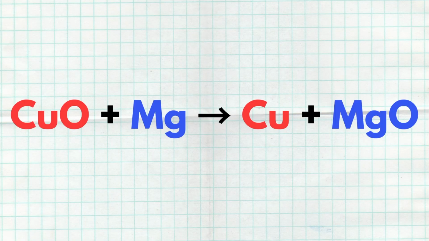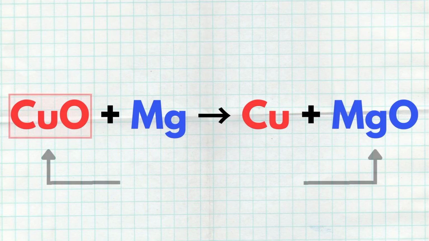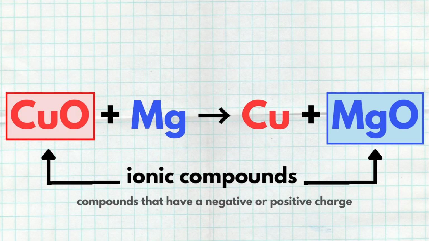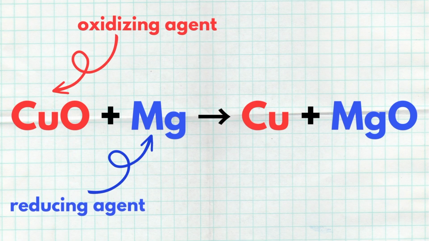We can visualize this using a simple example. In the redox reaction of copper-2 oxide and magnesium, we can see that copper oxide and magnesium oxide are ionic compounds. Ions have either a positive charge or a negative charge. Here, copper oxide is the oxidizing agent, and magnesium is the reducing agent. Let's just put aside oxygen for the moment.